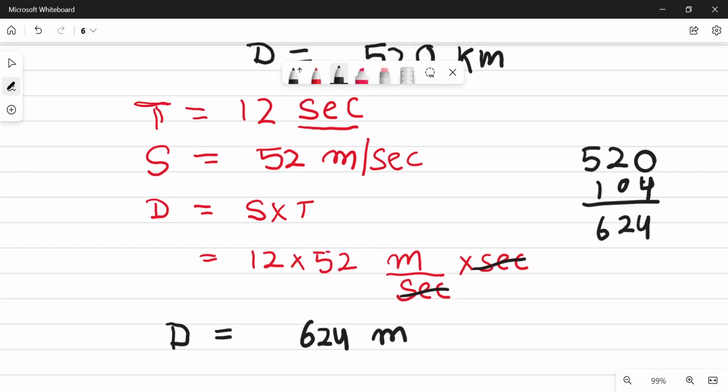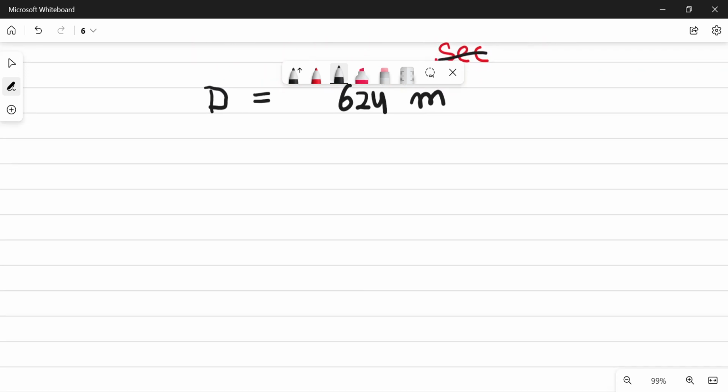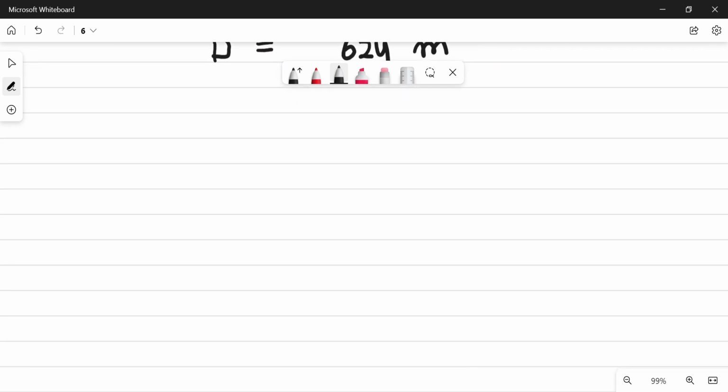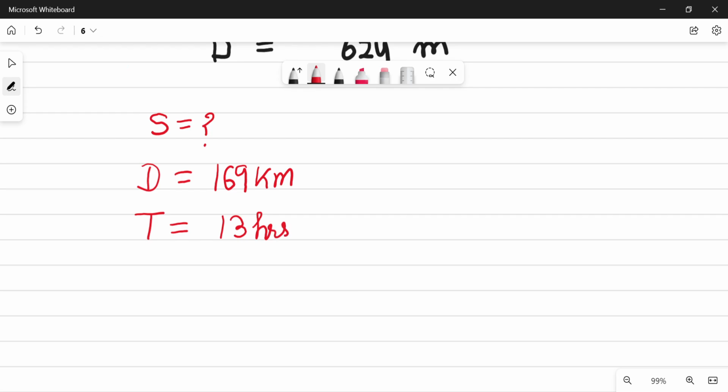Now this is a way where we were finding the distance. Now let's find the speed. If speed is not given, distance and time should be given. अगर डिस्टेंस नहीं दे रखा, स्पीड नहीं दे रखी है, तो हमें डिस्टेंस एंड टाइम जो है वो दे रखा होगा। Suppose distance is 169 kilometers and time is 13 hours. Okay, now we have to find the speed.